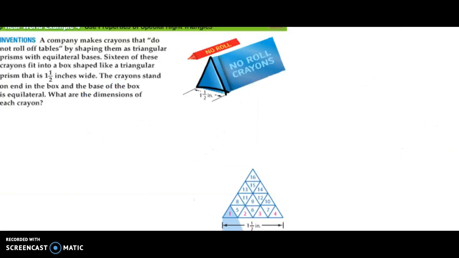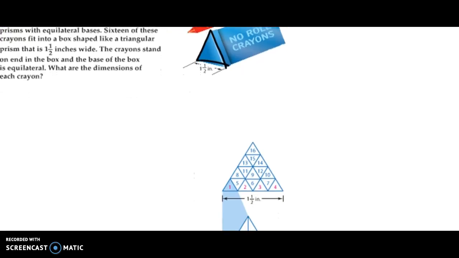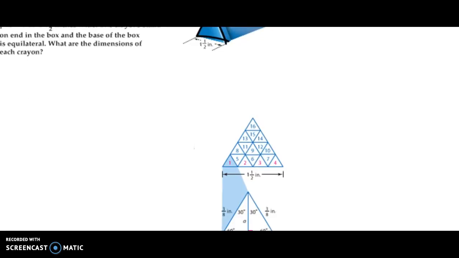So example 4 says a company makes crayons that do not roll off tables by shaping them as triangular prisms with an equilateral base. 16 of these crayons fit in a box shaped like a triangular prism that is 1 1/2 inches wide. The crayons stand on end in the box, and the base of the box is equilateral. What are the dimensions of each crayon? So essentially what they're saying is, okay, so we have a crayon box that's 1 1/2 inches, but we need 16 of them to fit. And so it ends up creating a look like this if I was to open up my crayon box.